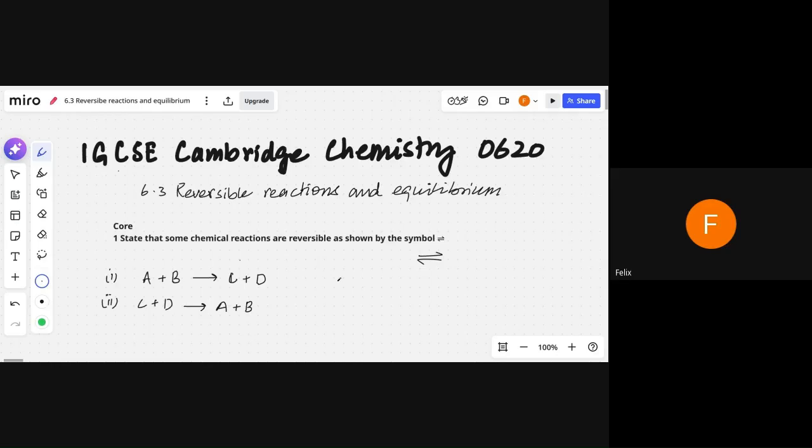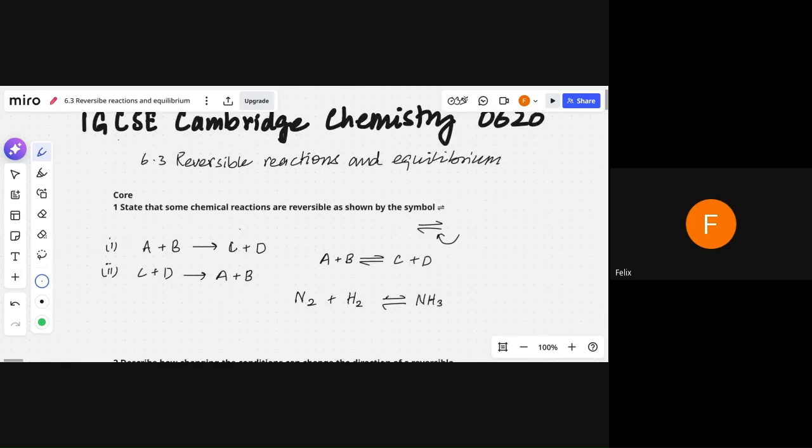Now we merge these two, A plus B, and then we use the symbol, and C and D. It means that this reaction can occur both ways, from left to right and right to left. So these are called reversible reactions. One of the examples is N2, nitrogen. When it reacts with hydrogen gas, it produces ammonia. And when ammonia is produced, it decomposes and can change back into these reactants. So this is an example of a reversible reaction. All right, I hope this is clear.